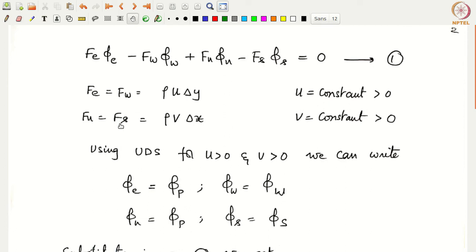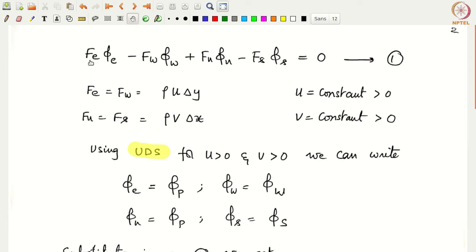Now what about fn and fs? Fn and fs are both equal to rho v delta x, because v is a constant and it is positive. So as a result we can simplify this equation further, and write this as rho u delta y times phi east minus phi w plus rho v delta x times phi north minus phi south, right. That can be written, and if I choose, let's say, the upwind difference scheme, then we can write the upwind differencing for the face value of phi.